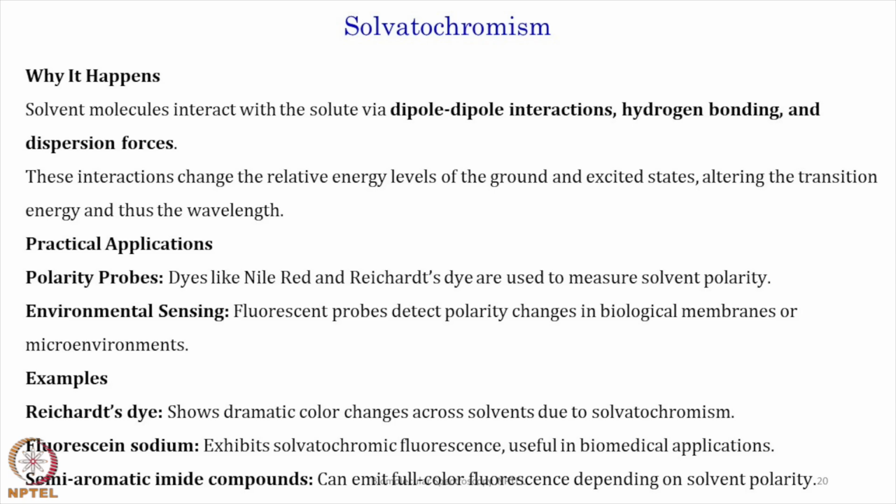Interaction happening between the solvent and your fluorophore, these two states, by various forces: hydrogen bonding it can have, dispersion force it can have, dipole interaction it can have. And a practical application is a dye like Nile red and this Reichardt's dye, used to measure the solvent polarity, right. Environmental sensing you can use it for. So fluorescence can detect polarity in the biological membrane and the microenvironment of the tissue that I was talking about 2 minutes back. This Reichardt's dye shows a dramatic color change across solvents due to the solvatochromic effect.